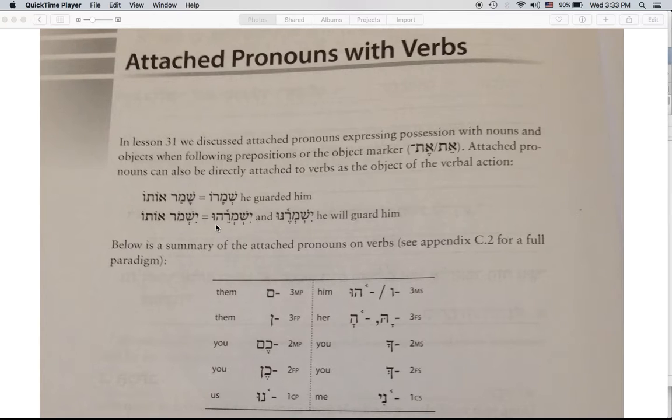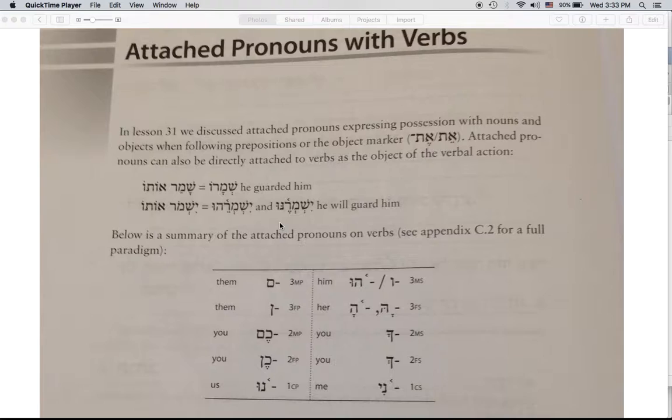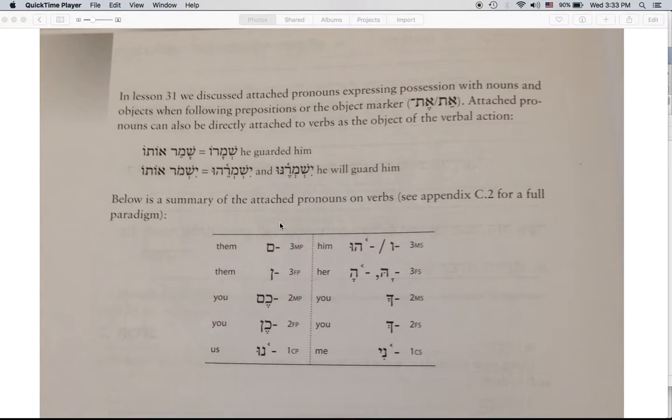Instead of o, it is hu. And when it is attached directly to a verb, yishmarehu and yishmarenu. He will guard him, or he will guard us. Here's the table that we need to memorize.